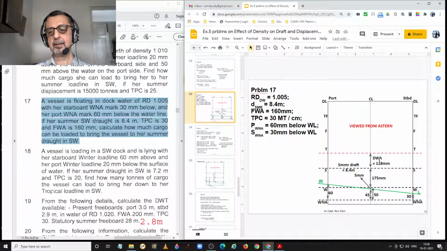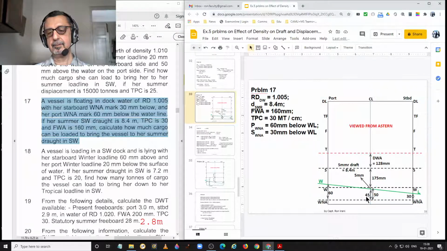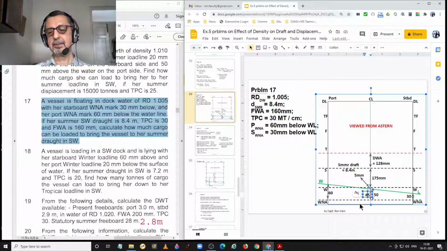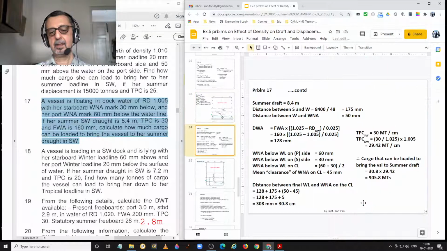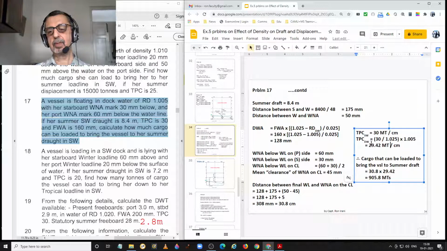128 plus 75 plus 50 minus 45. And that gives us equal to 308 millimeters or 30.8 centimeters. The TPC in salt water is converted to TPC in dock water and you get 29.42 metric tons per centimeter.